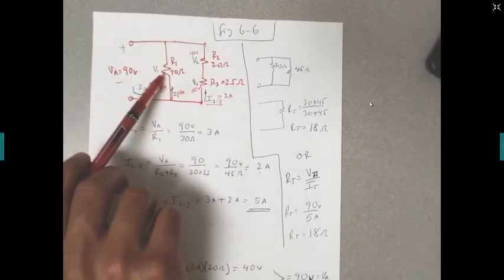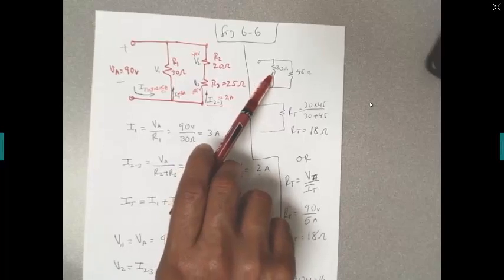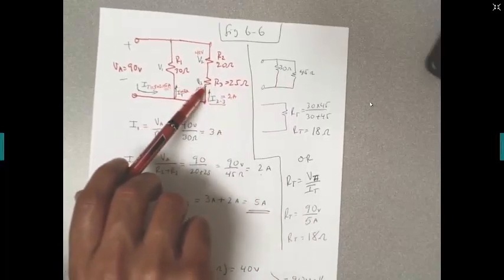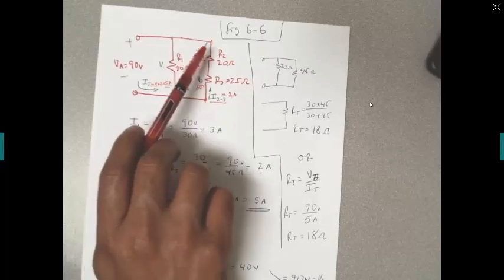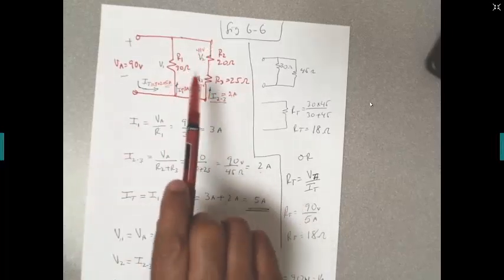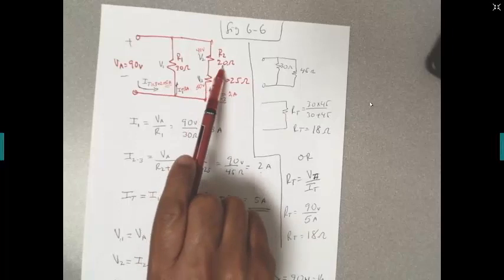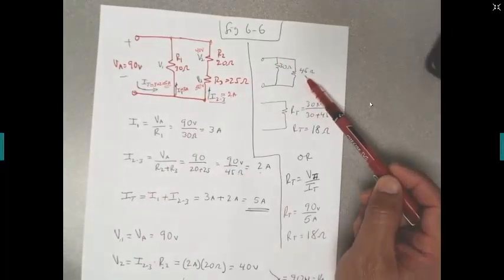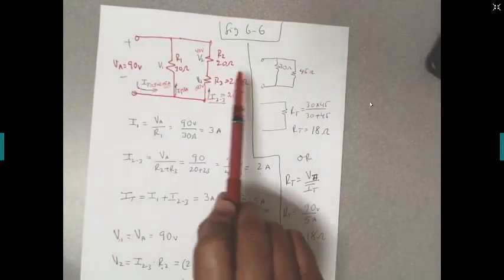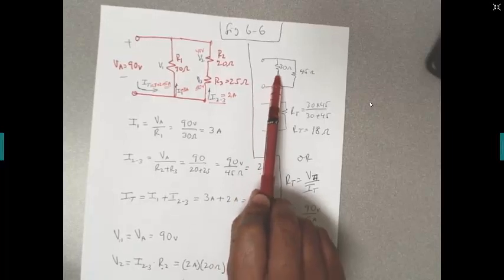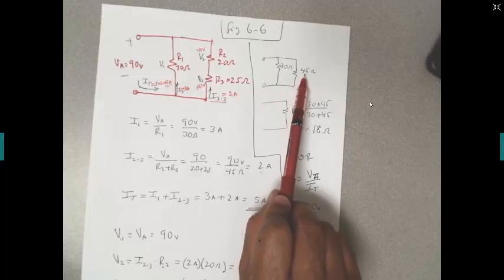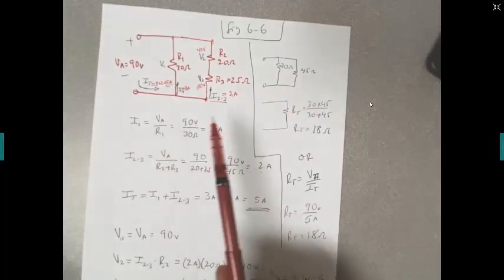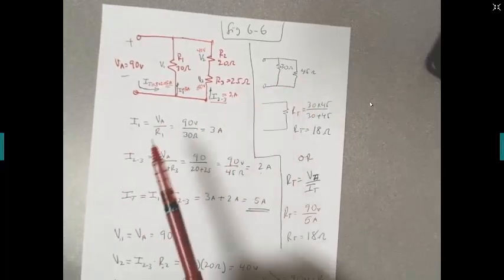I'm going to keep that one for now, right here, and then these two resistors I'm going to add up to get the total resistance in this branch. So 20 plus 25 equals 45, okay? So I can replace this with a 30 ohm resistor in parallel with a 45 ohm resistor. Now I have two resistors in parallel.